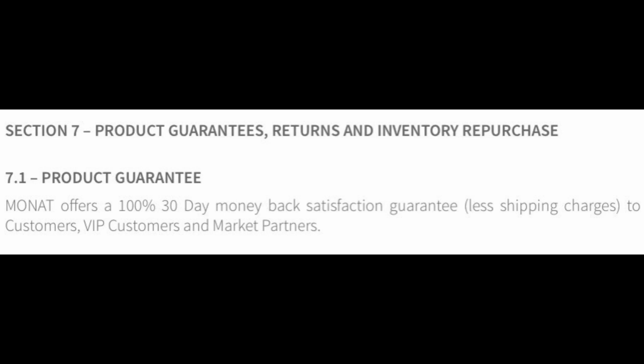Section 7.1 talks about the guarantee of products, and it basically says MONAT offers a 100% 30-day money-back satisfaction guarantee, less shipping charges, to all retail customers, VIP customers, and market partners. If I am a customer and I want to return my MONAT products, I can return them and they're going to give me my money back, but they're going to deduct the shipping. So if I made a $300 MONAT purchase and the shipping was $15, they're not going to give me the whole $300. They're only going to give me $285 because they have to deduct the shipping from it.